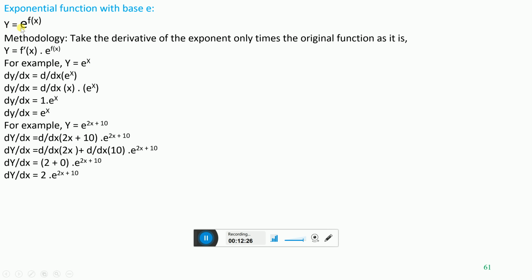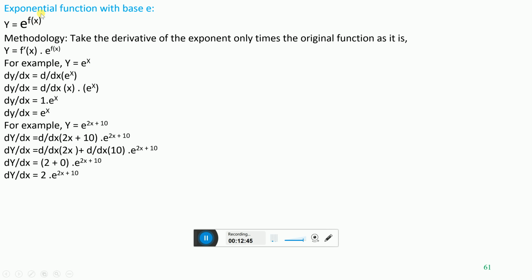This is the exponential function with base e and exponent f of x. So how do we find its derivative? We apply the derivative symbol on both sides. dy over dx is equal to, we take the derivative of the exponent only. The exponent is f of x, the power is f of x. We will find its derivative.